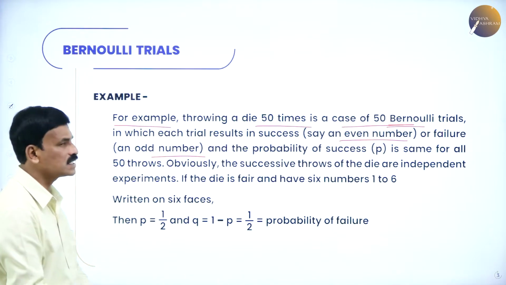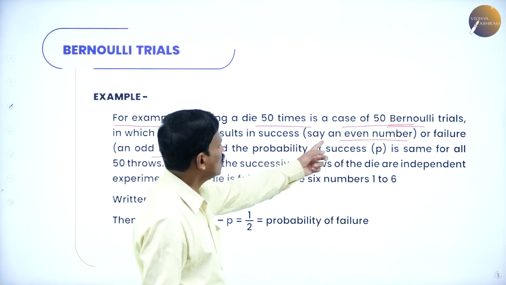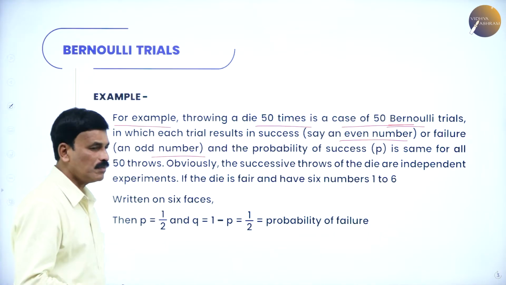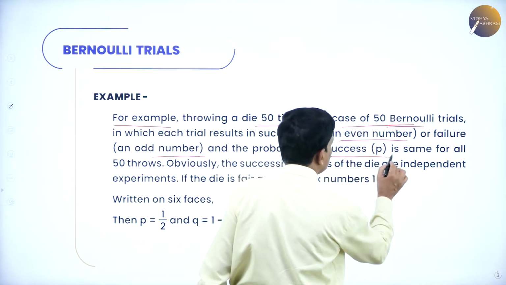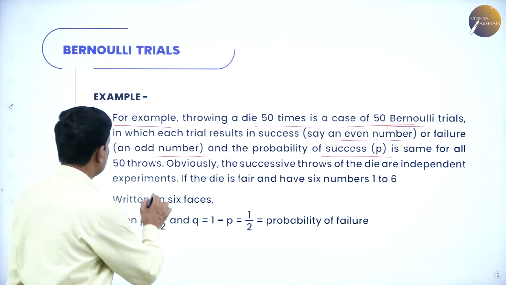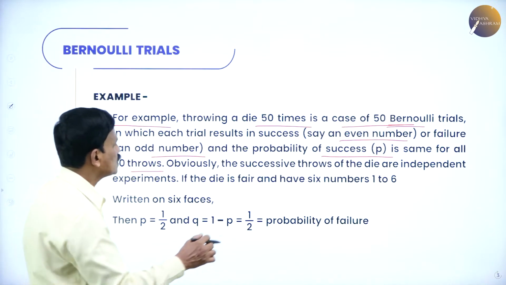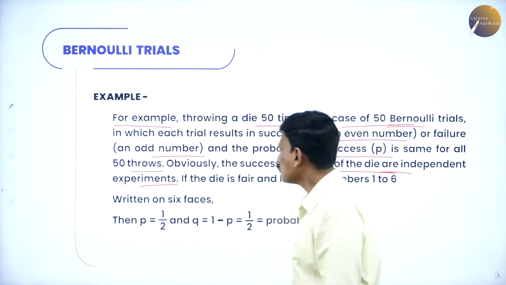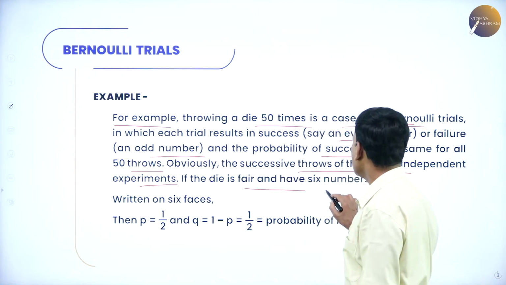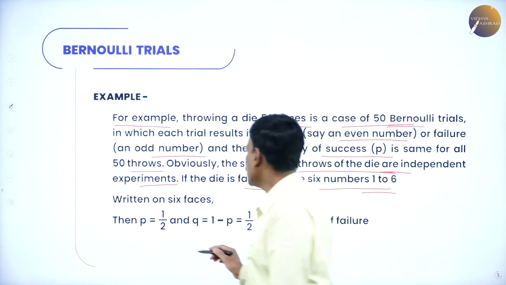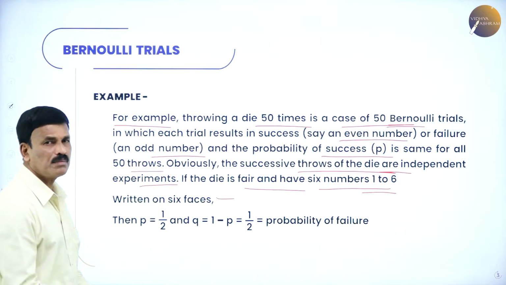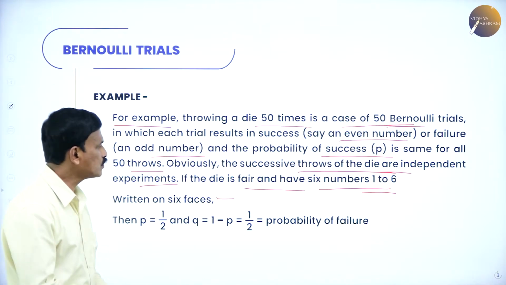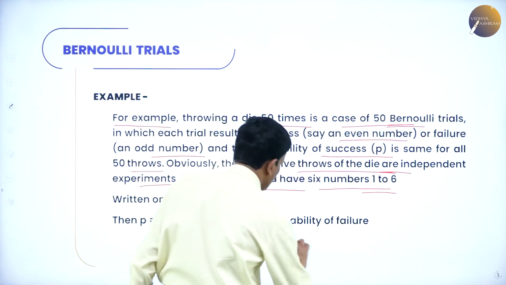So, each trial results in success, say an even number, or failure, an odd number. The probability of success, denoted as p, is the same for all 50 throws. Obviously, the successive throws of the die are independent experiments. So, if the die is fair and has 6 numbers 1 to 6 written on its 6 faces, then the probability p is equal to 1 by 2 and q is equal to 1 minus p, that is also equal to 1 by 2. That is the probability of a failure.